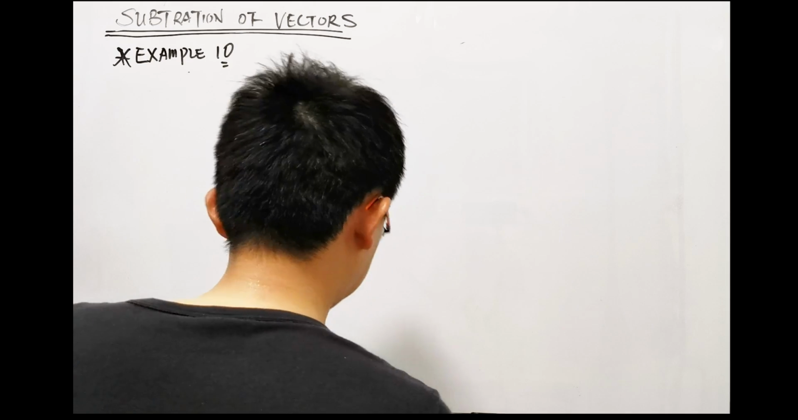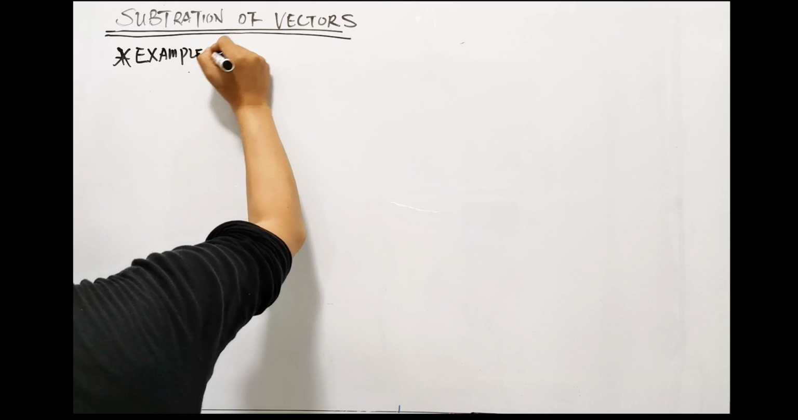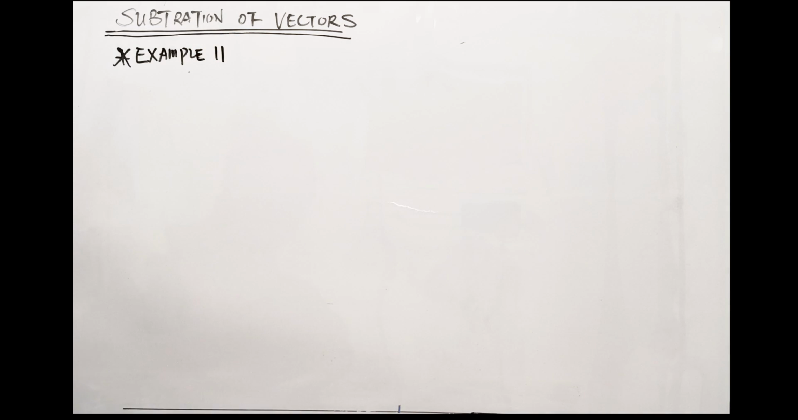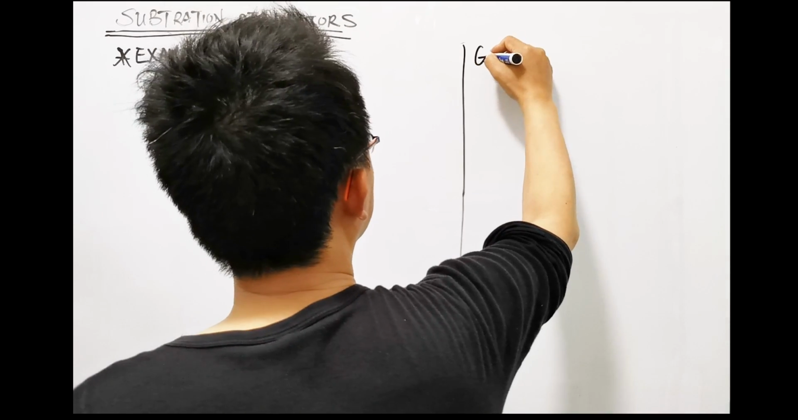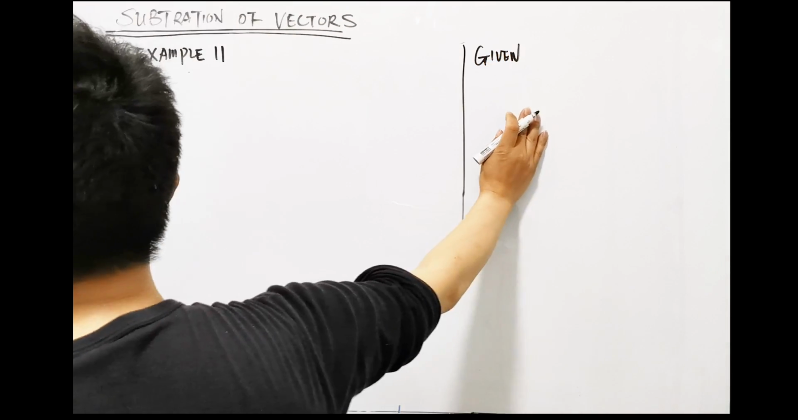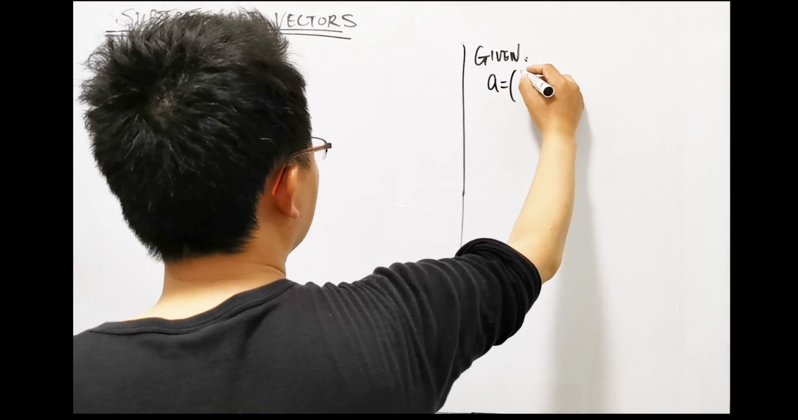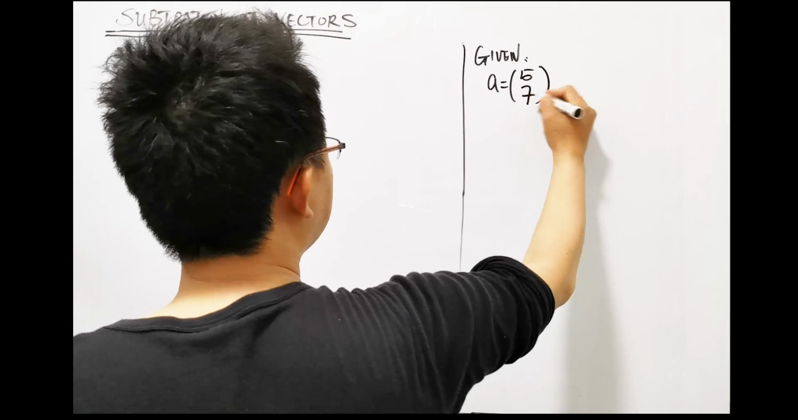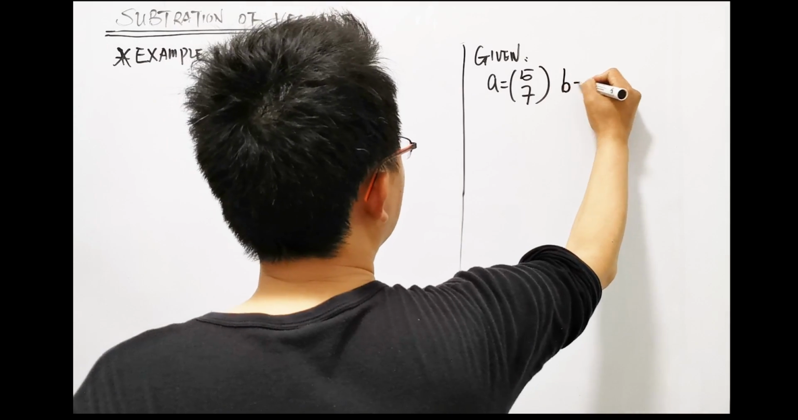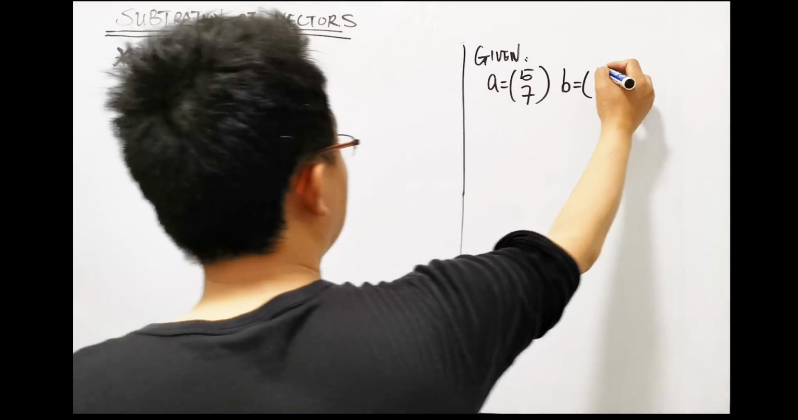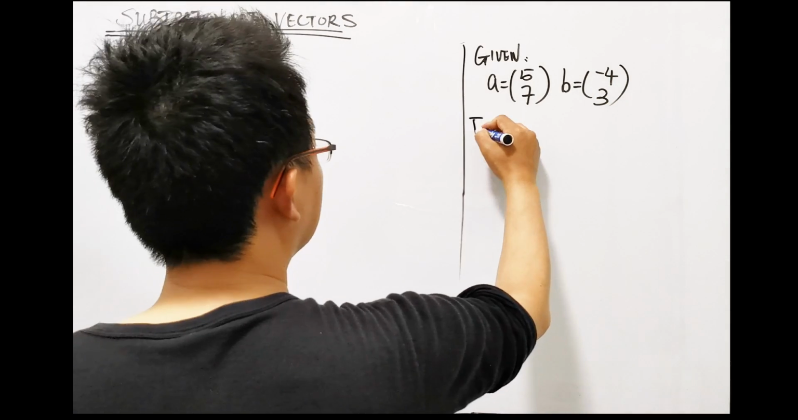Example 11. Let's move on to example 11. So see what we get in example 11. So given A equals 5, 7, B equals minus 4, 3, right? So given this, let's find.